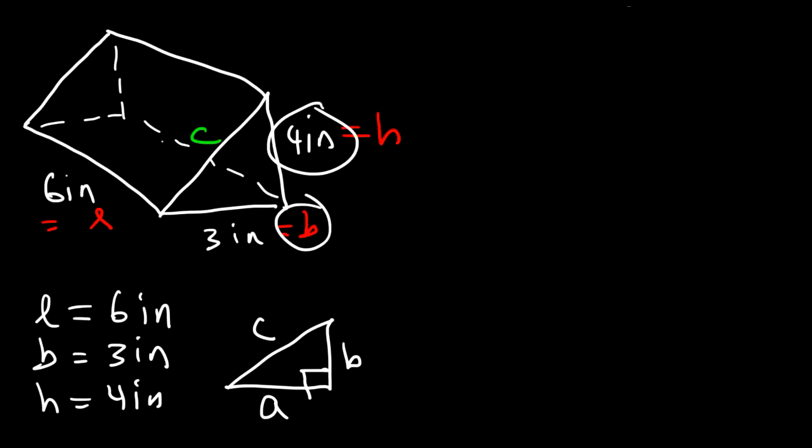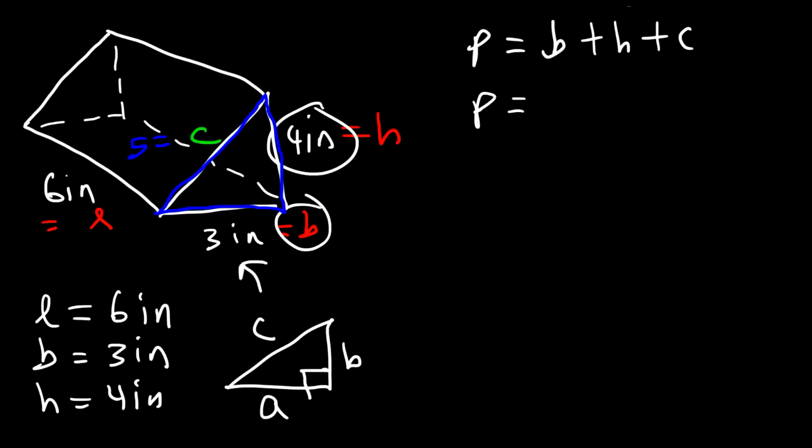So now that we know that C is equal to 5, we can now find the surface area. But let's calculate the perimeter first. So remember, the perimeter is going to be the perimeter of the triangular base, highlighted in blue. So the perimeter is B plus H plus C. So the length of the base is 3. The height, that's 4. And C, the length of the hypotenuse of the triangle, that's 5. 3 plus 4 is 7. 7 plus 5 is 12. So the perimeter is 12 inches.